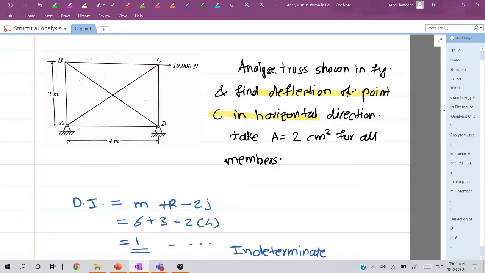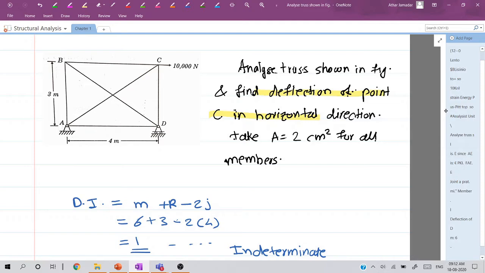So that indicates that there is one extra member present in this truss, because of which we are unable to analyze this entire truss. If you take summation Fy = 0 and summation M = 0, by that you can find the values of RA, HA, RD, but you cannot select any one joint for analysis. Why?